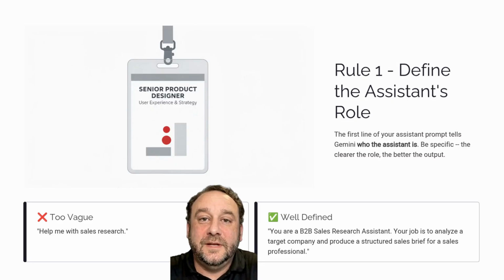Instead, we want to be specific about the assistant's purpose. A better instruction would be something like, you are a B2B Sales Research Assistant. Your job is to analyze a target company and produce a structured sales brief for a sales professional preparing for outreach. This simple change dramatically improves the quality of results. The clearer the role definition, the more consistent and useful the assistant's responses will be.